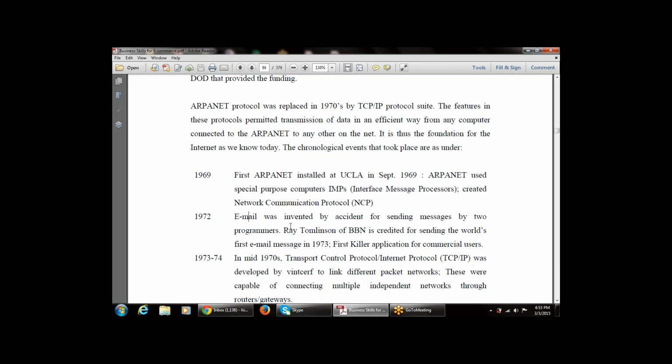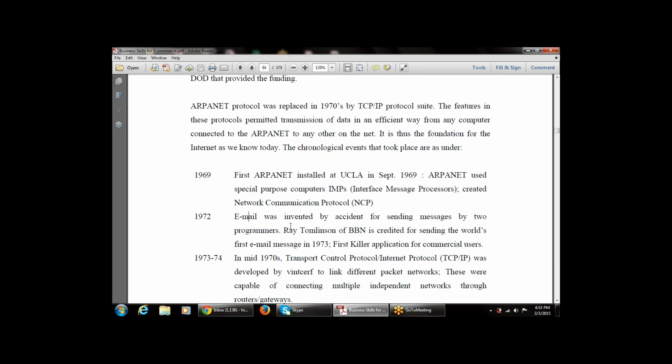First killer application for commercial users. That is, Tomlinson of BBN sent the world's first email message, available in 1973. That was the first killer application for commercial users. Then the next one is 1973 to 1974. So one is 1969, then 1972, then 1973 to 74, that is in the mid 1970s.